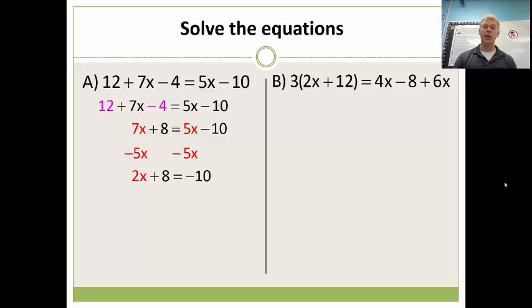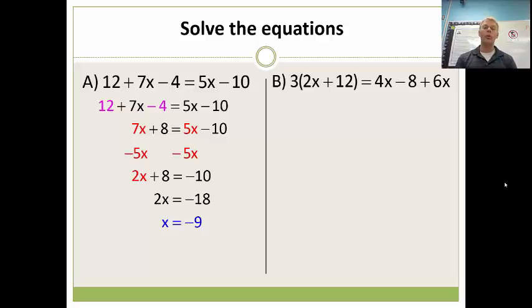Now it's a two-step equation. Eliminate the constant by subtracting 8 and eliminate the coefficient by dividing by 2. We get x equals -9. Now in B, we have all three represented here. Now here, order does matter.